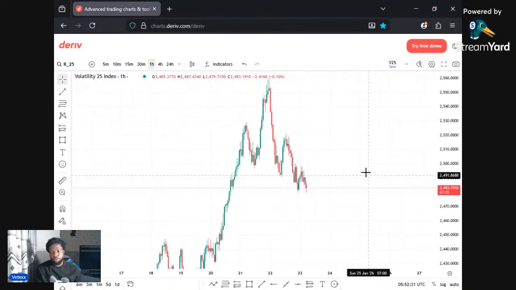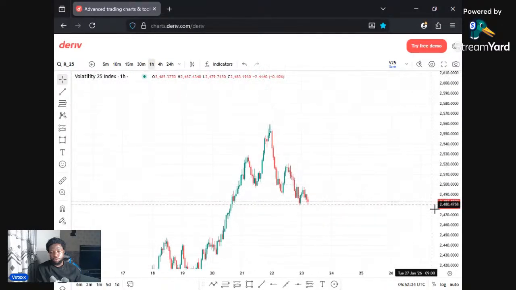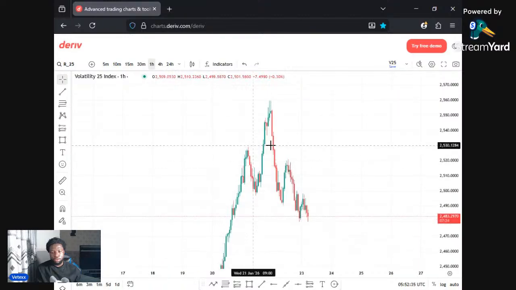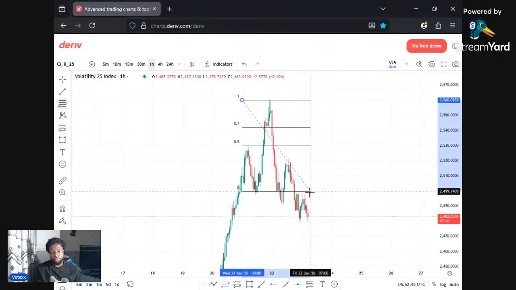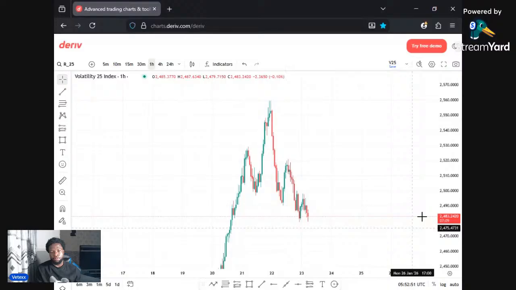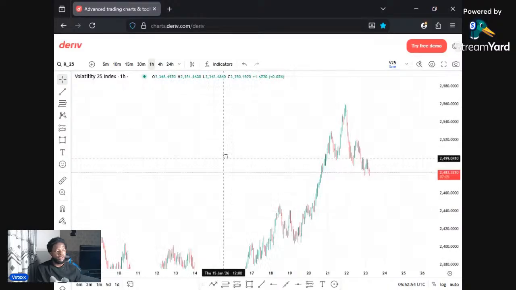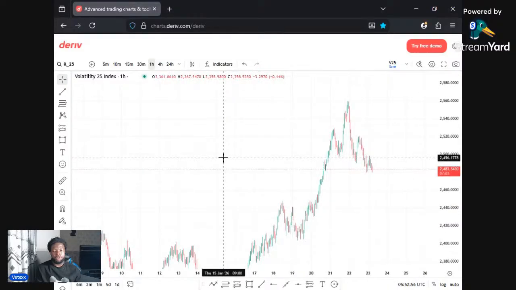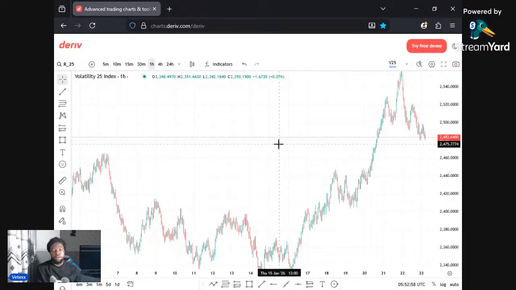You can see something like this is forming. You can see something like a sweep here, structural liquidity here, protected high. But let's check if this is up to 50%. Unfortunately, it's not up to 50%. So currently we don't have anything on V25 1S or the V25 index. So what we are going to be doing is sitting on our hands.